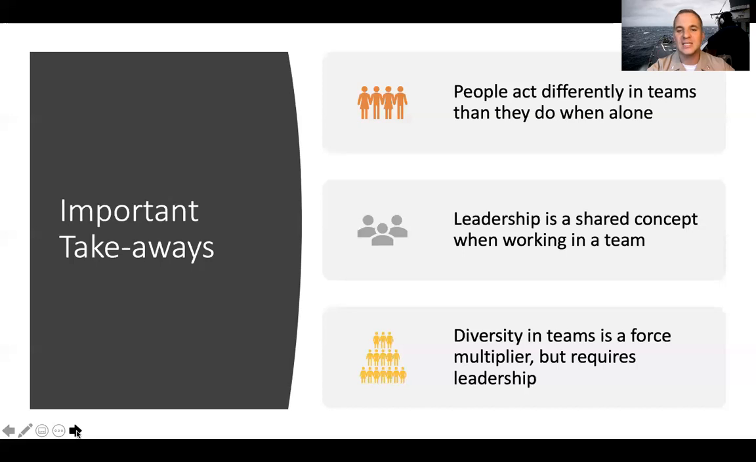But I also want to say that diversity brings with it some leadership requirements. That's why we often hear it referred to as diversity and inclusion. That diversity without inclusion, in fact, diversity where leaders don't actively participate, actively manage and lead that diversity, can actually devolve and can create real problems. And so in order to leverage that force multiplying ability of diversity, it really takes leadership. So those are the three big important takeaways for this module. We're going to explore each one of them throughout your learning.